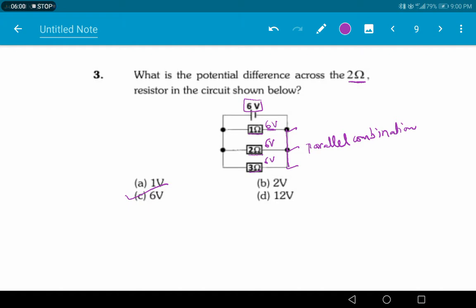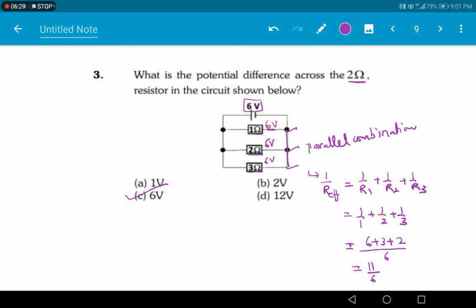Suppose they ask what is the effective resistance. 1 by R effective is equal to 1 by R1 plus 1 by R2 plus 1 by R3. So now we can write 1 by 1, 1 by 2, 1 by 3. LCM is 6, so 6 plus 3 plus 2, that is 11 by 6, which is 1 by R effective. Therefore R effective is equal to 6 by 11 ohm.